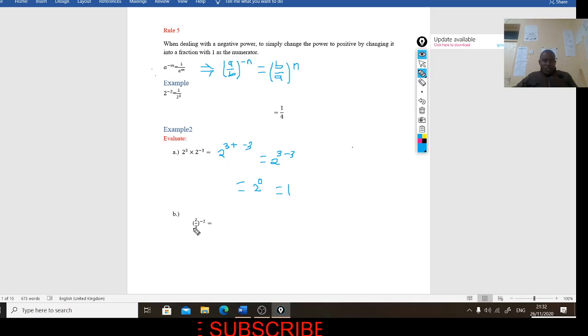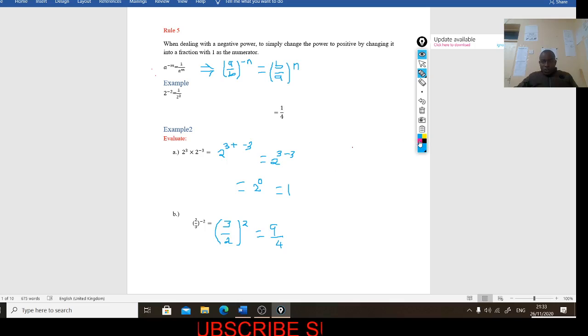And if you are given a fraction like 2 over 3 raised to power negative 2, the simple way is you find the reciprocal, then you change the power into positive. Now it becomes 3 over 2 squared, which gives you 3 squared is 9, 2 squared is 4, so 9 over 4. Simple as that.